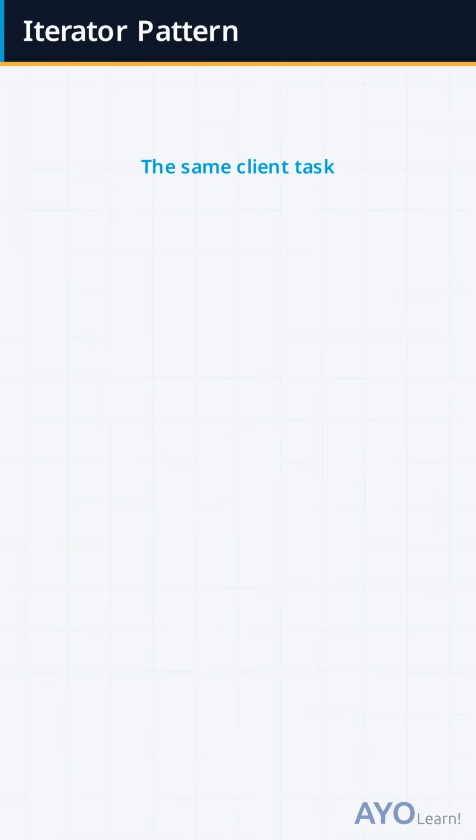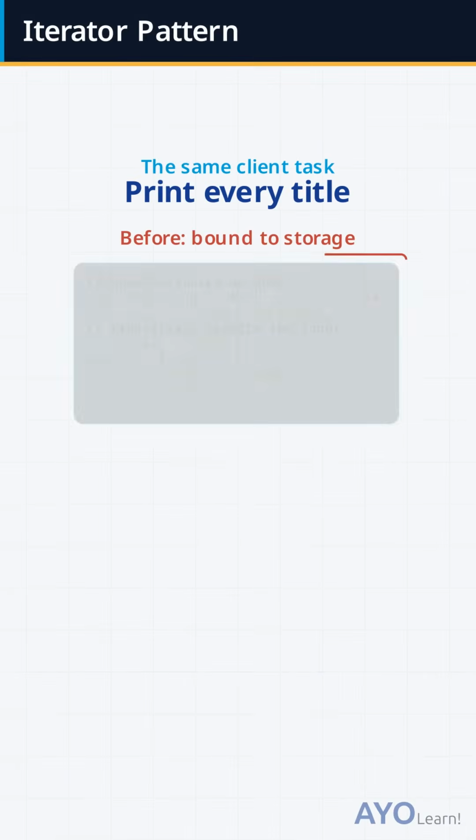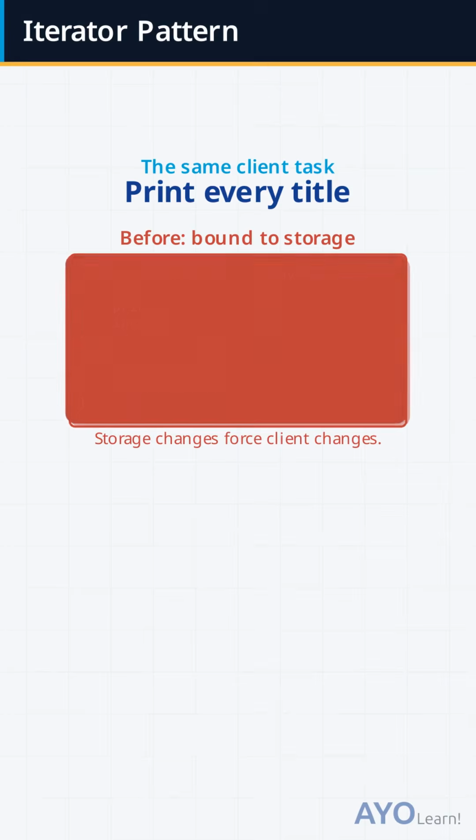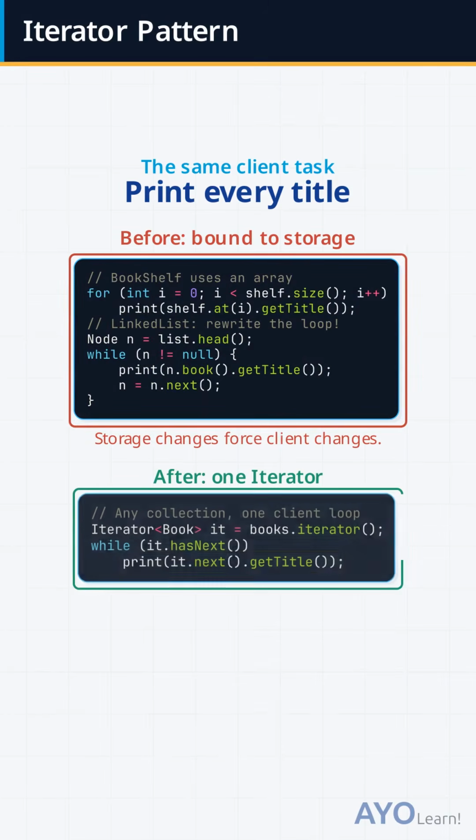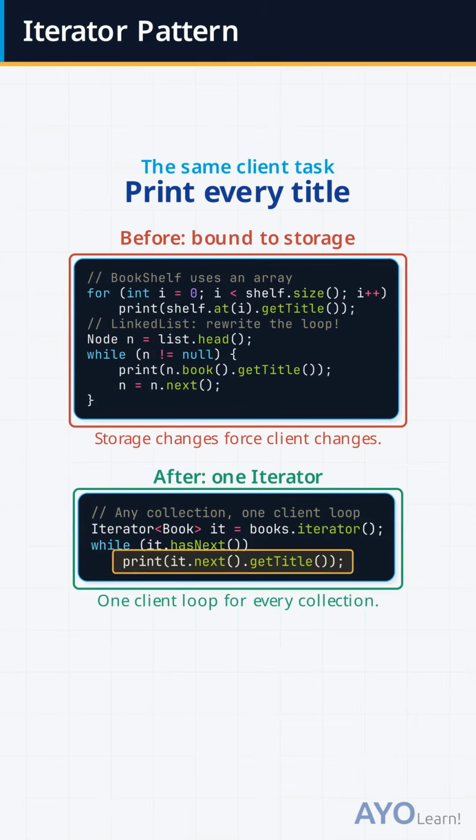Watch the same task. Print every title. The first version ties an index loop straight to bookshelf's array, then must be rewritten for a linked list. Every storage change forces the client to change.